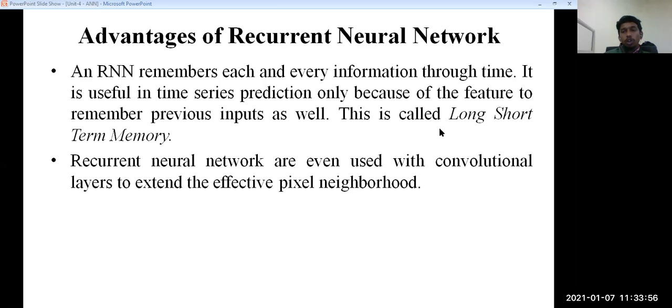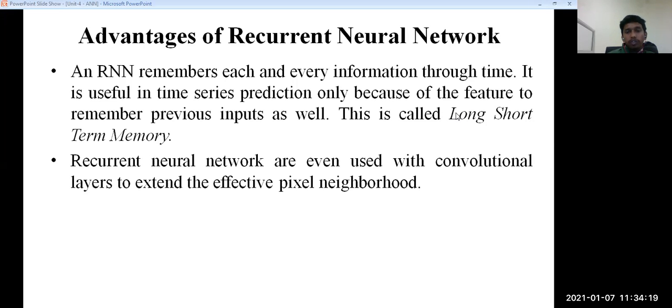This is called long short term memory, which is a very important thing when we're talking about recurrent neural networks. We'll discuss the long short term memory concept in the next slide. You need to remember this long short term memory, which is a concept of recurrent neural networks, which stores the information of the previously done transactions or the previous steps.